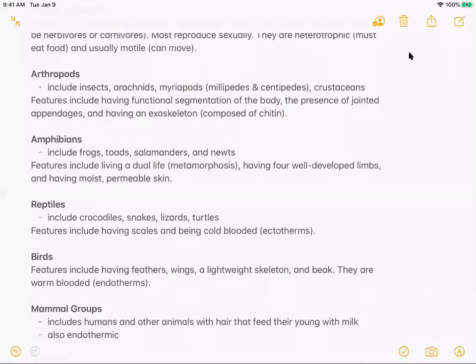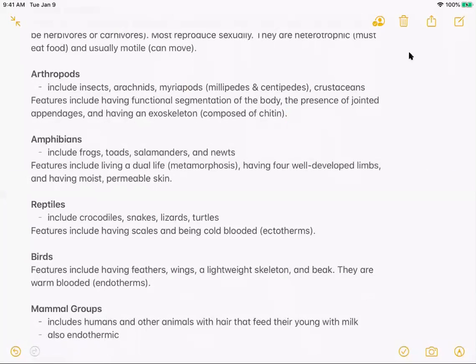So these include your millipedes and your centipedes, and your crustaceans, so your crabs and your lobsters. Basically, arthropods have functional segmentation of the body. You'll notice with insects, they have a head, thorax, and abdomen, so they're segmented. They have the presence of jointed appendages.